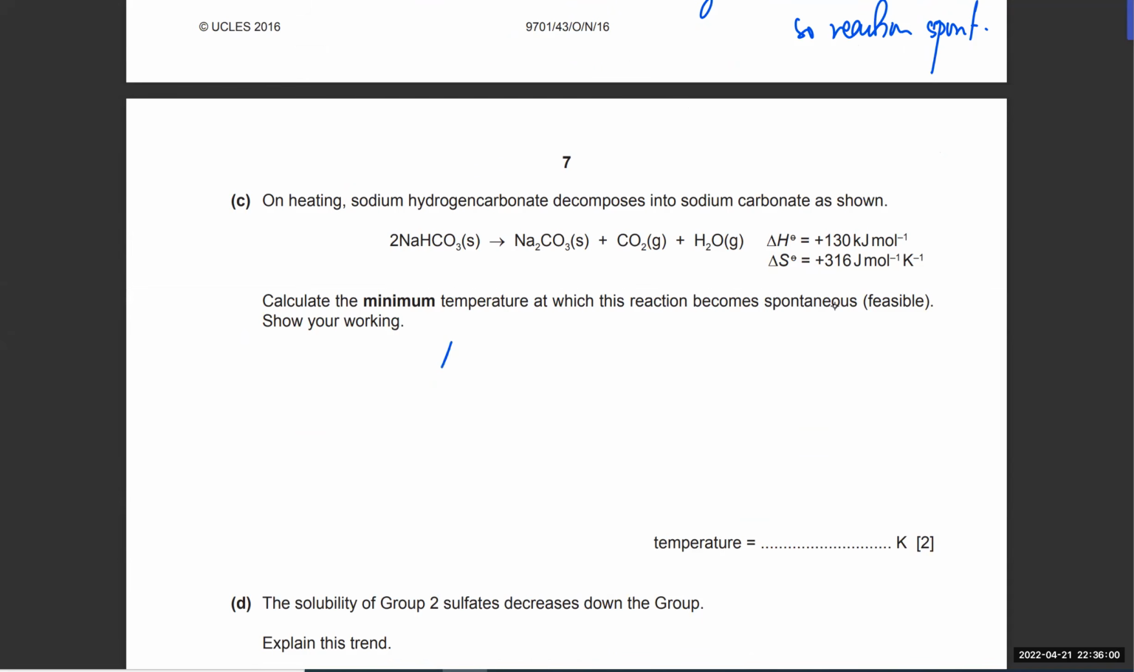So it's the same question. Delta G has to be less than 0. It has to be negative, right, for a spontaneous reaction. What is delta G? Delta G is equal to delta H minus T delta S. So if delta G has to be less than 0, that means delta H minus T delta S must also be less than 0, because delta G is equal to this thing, right?